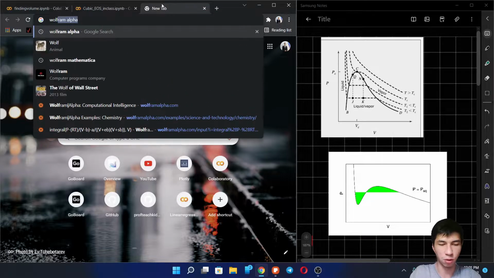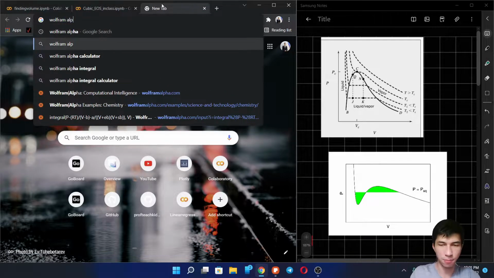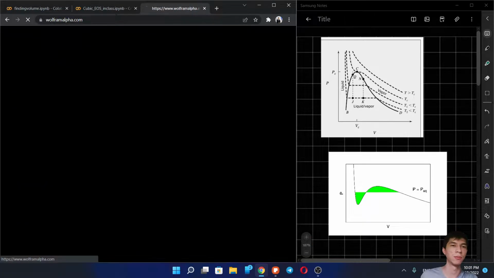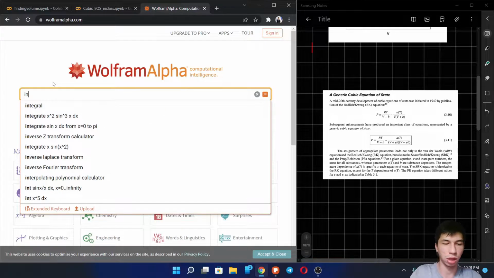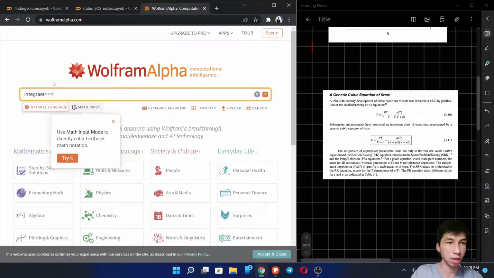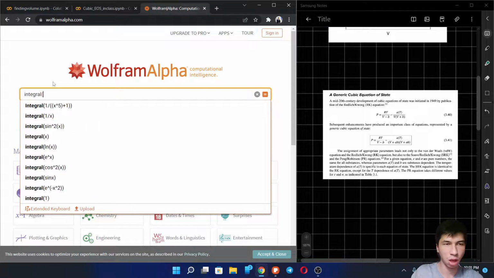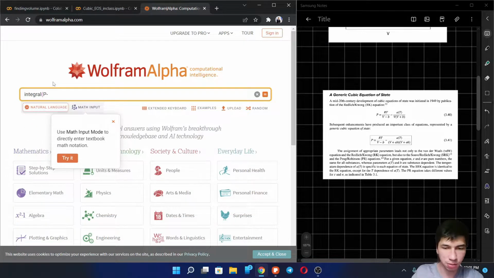So let's go to Wolfram Alpha. Okay, here we have our cubic equation of state. So integrate the integral of p, so we're gonna have everything inside of this, and it's gonna be in terms of v. And let's start typing everything from our cubic equation of state.